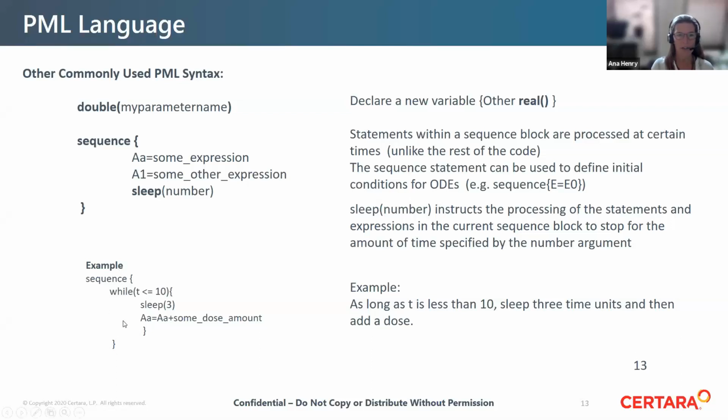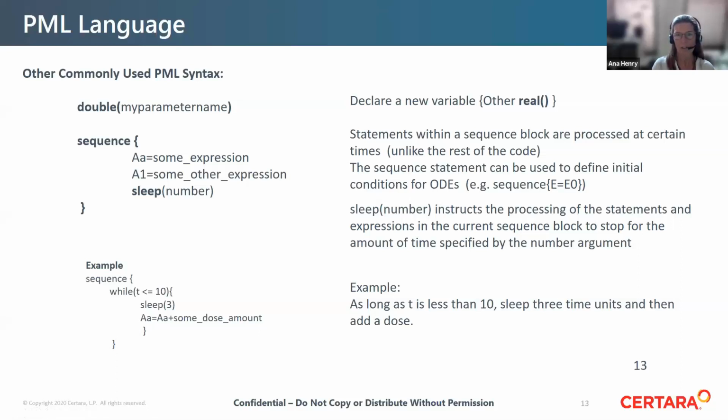So an example here would be if I write something like a sequence statement, I use the statement while my time is less than or equal to 10, I would like to sleep for 3 time units and then wake up and have my amount equal this initial amount in the absorption compartment plus some other dose amount. So you could do things like this by using the sequence with maybe a while statement. So this is a lot of information that I'm giving you.